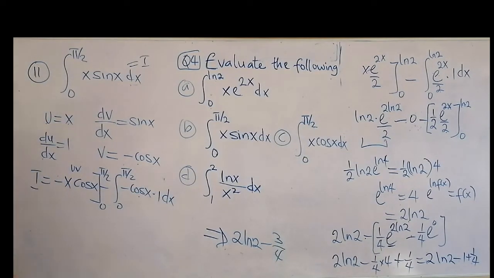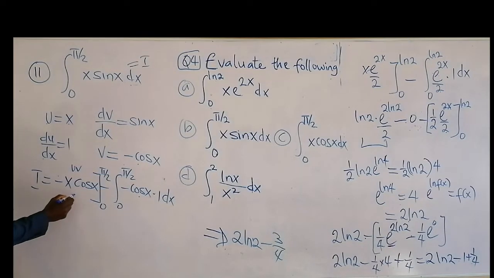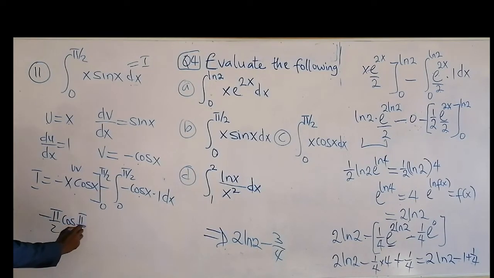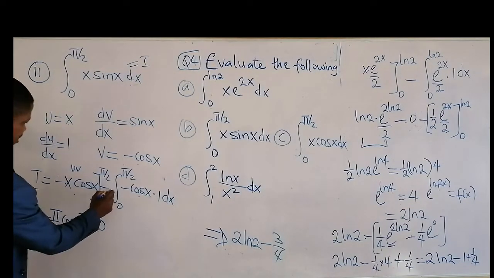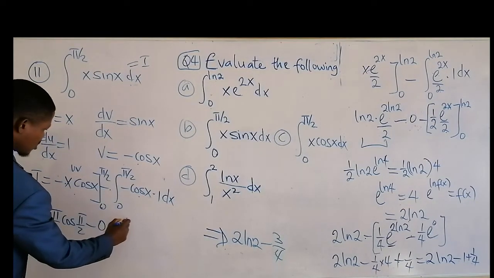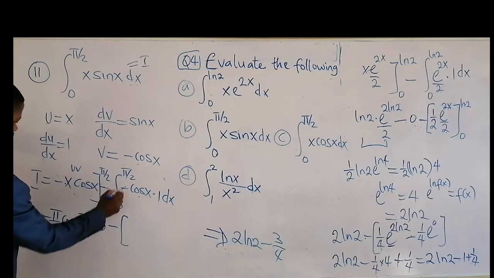So we can begin to substitute. This one will be minus pi over 2 cos pi over 2. Then minus the lower boundary, when you substitute that, that's 0 times this. So that's 0 for the lower boundary. Then for this one, minus. Actually, minus, that's a plus.